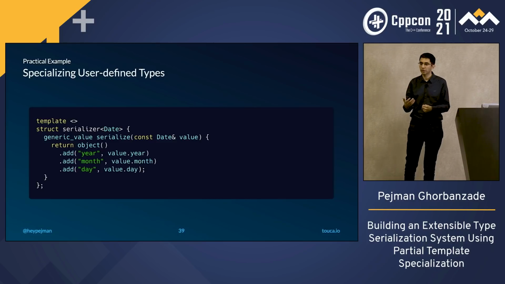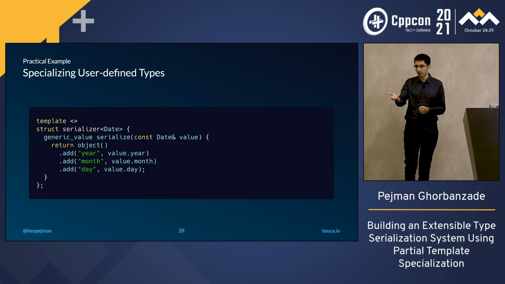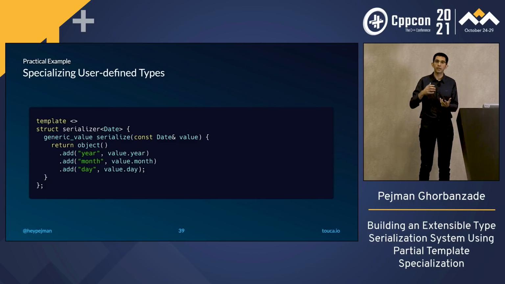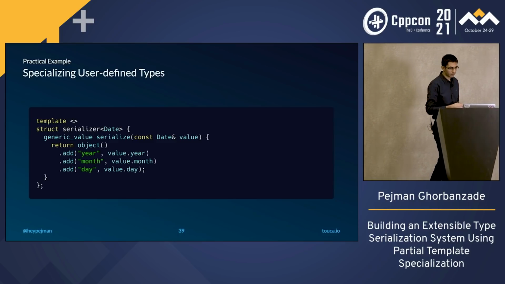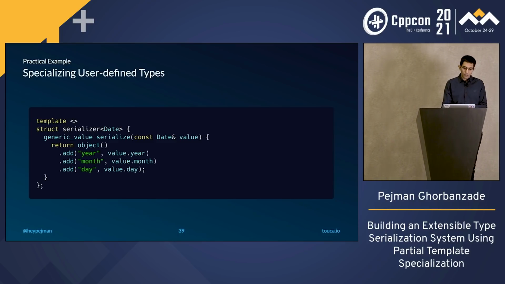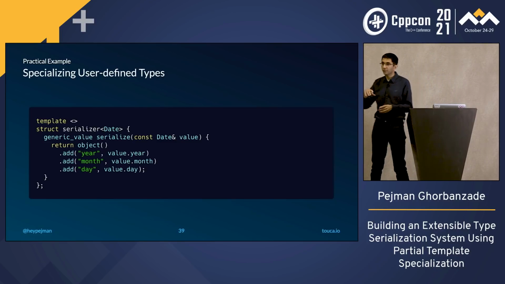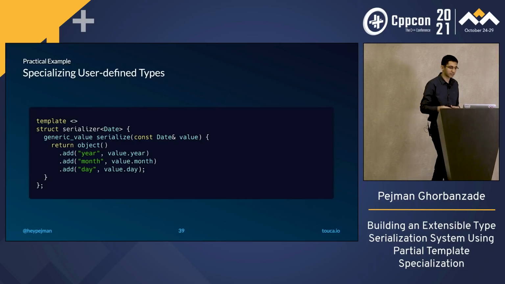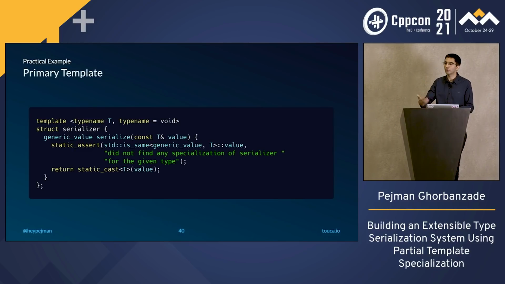If they want to specialize date now, they can do that by writing this code, which creates an object. They would just populate it with any data point that we know how to handle, and they would return it. In fact, this is the best that we can do with partial template specialization. Of course, we can change how we are designing our return value and make this fancier. But at the end of the day, that's what we expect our users to do.